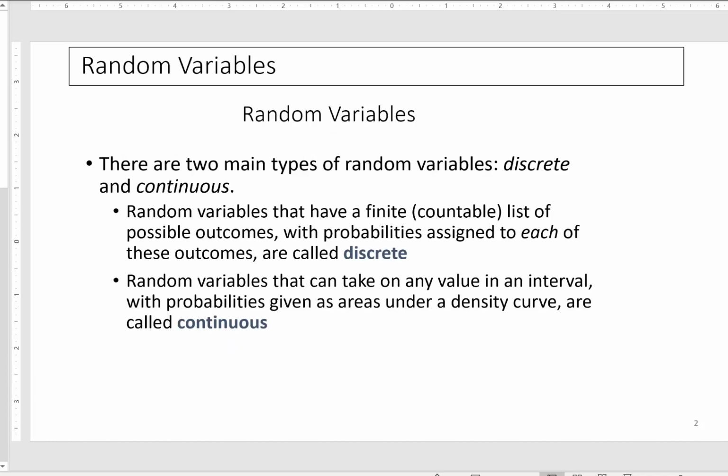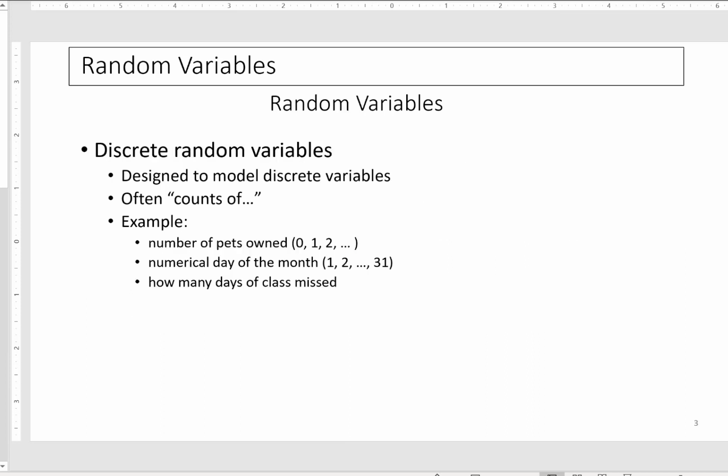So there are two main types of random variables, discrete and continuous. Now, a random variable that has a finite or countable list of possible outcomes with probabilities assigned to each of these outcomes is called discrete. A random variable that can take on any value in an interval with probabilities given as areas under the density curve are continuous. Very much, if you think about it, when we talked about variables.